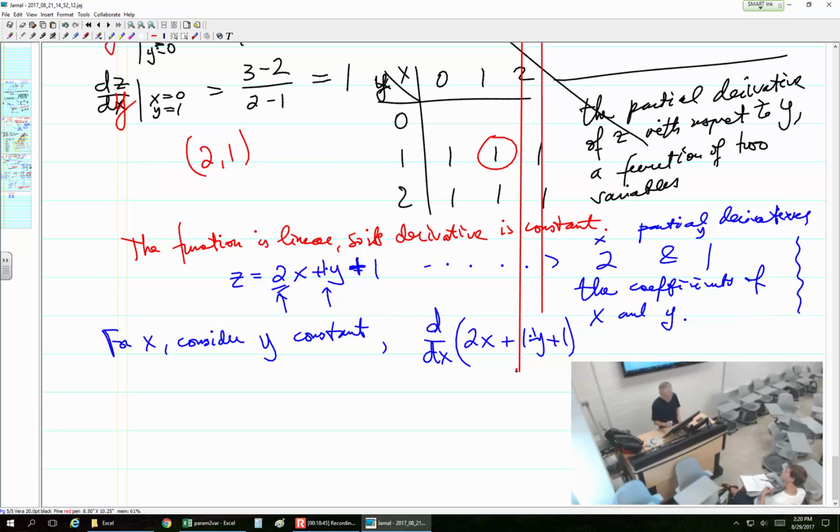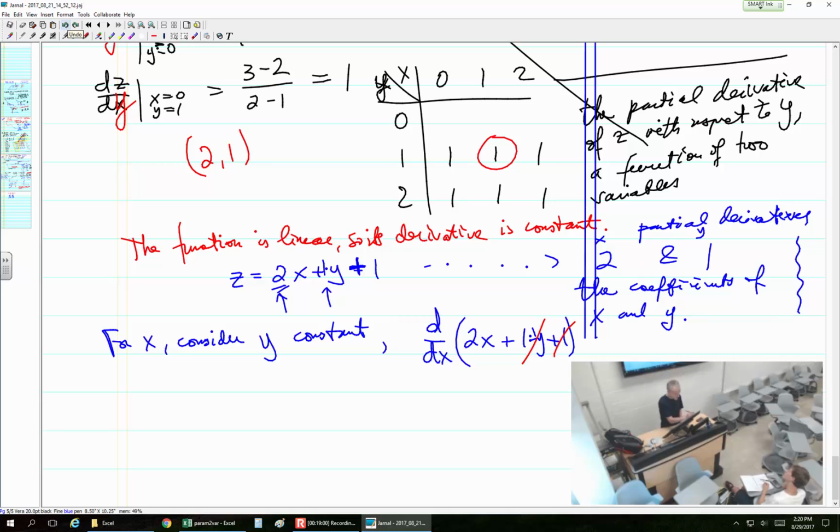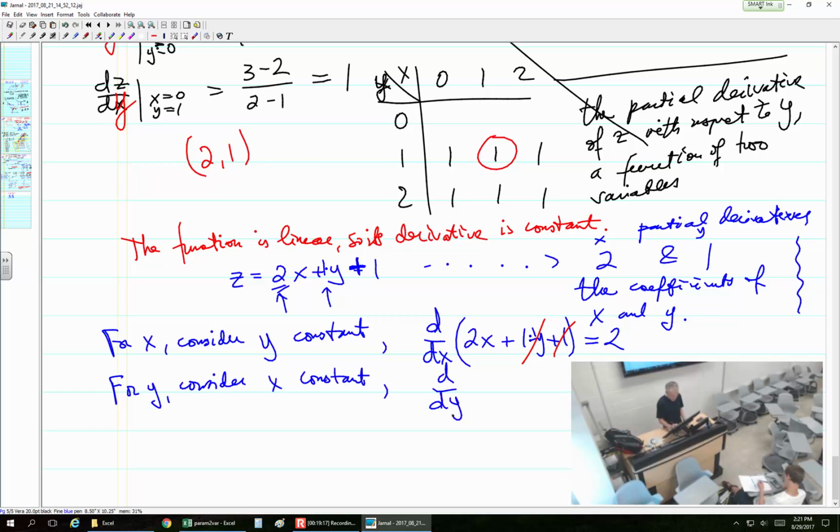Okay, so this is gone. This is gone, and that is gone. On the differentiation with respect to x, everything is gone except 2x. You differentiate 2x, and you have 2. Okay, so that is a better idea. Similarly for y, consider or assume or declare x to be constant. And then your differentiation, which at this point becomes entirely exactly the same.